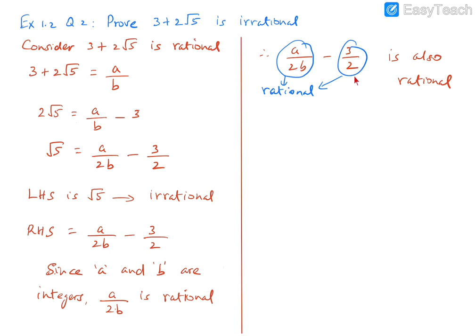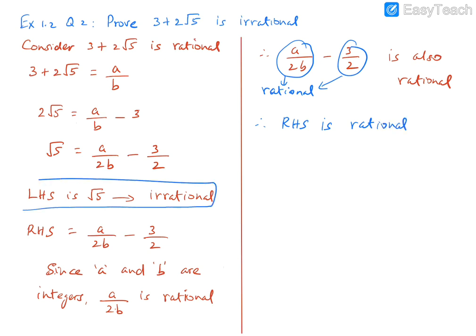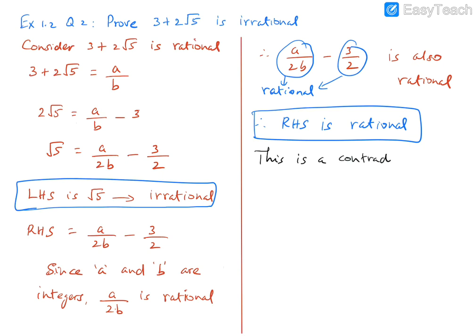So a by 2b is rational, 3 by 2 is also rational, therefore the right hand side is rational. So now on the left hand side we have irrational, and on the right hand side we have rational. So the left hand side is equal to the right hand side, but the left hand side is irrational whereas the right hand side is rational. So this is a contradiction.